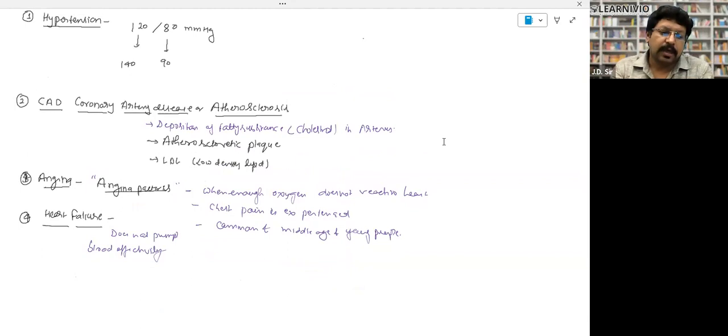Right. In angina pectoris, enough oxygen does not reach the heart. When the heart has this scarcity of oxygen, meaning oxygenated blood, there is chest pain and the pain will travel downward, right? And this is common in middle-aged and young people. Note down both the CAD and angina, please note down both of them, just in bullet format, whatever is written over here.